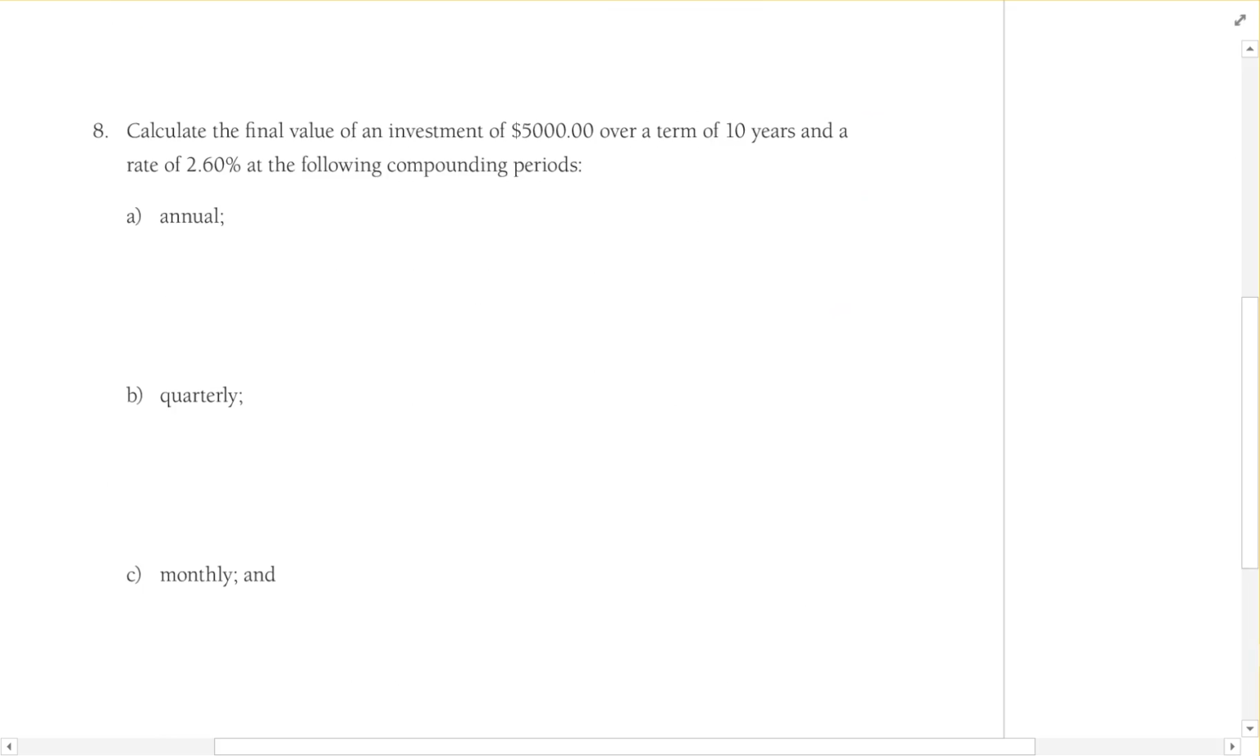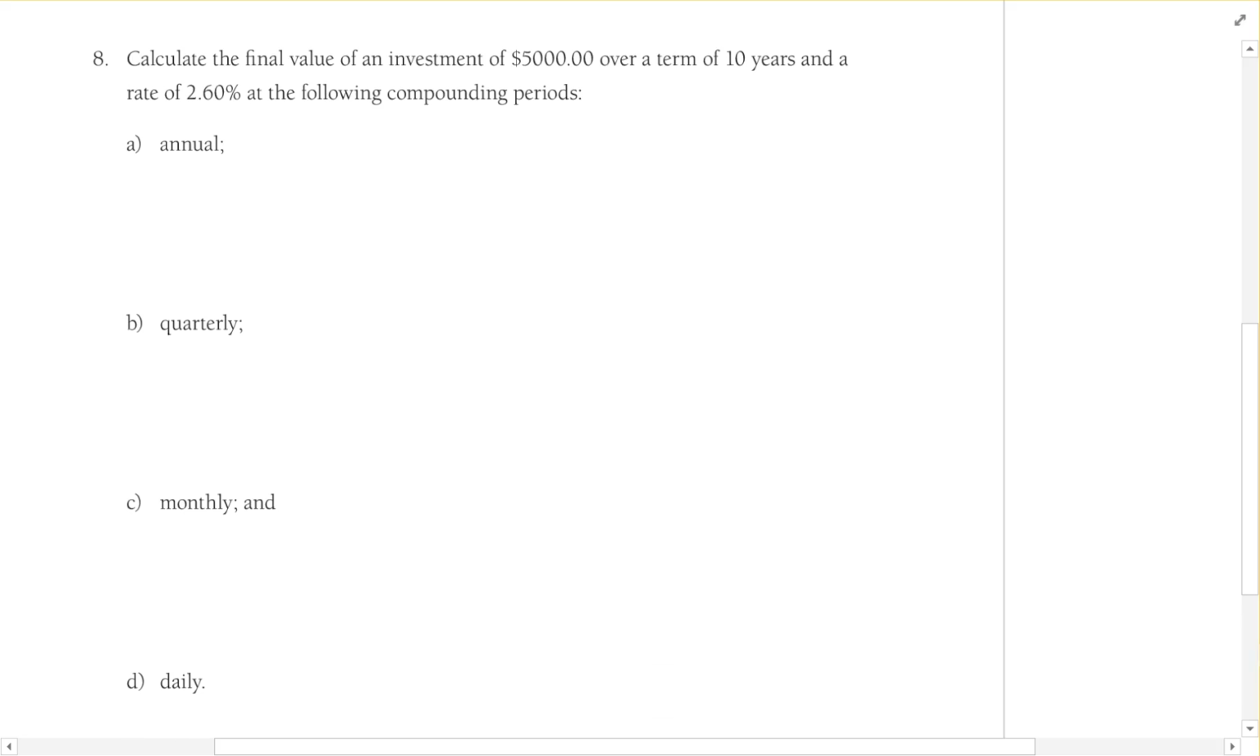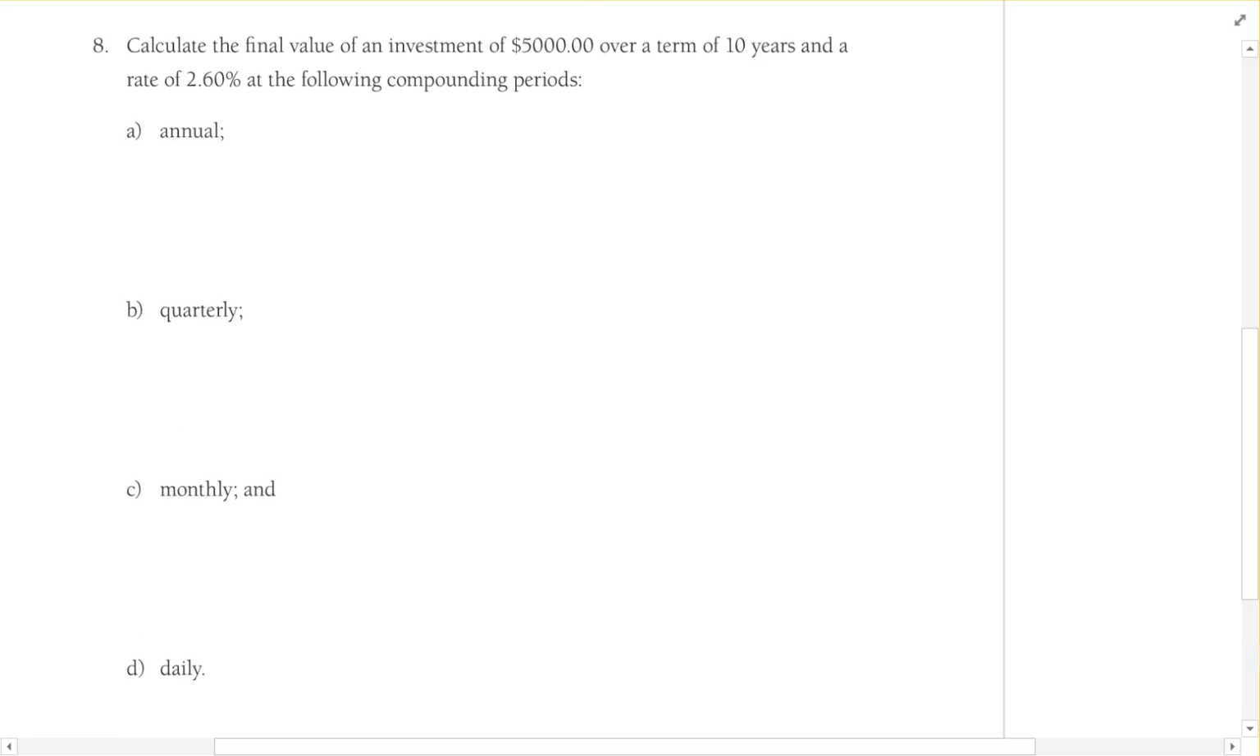All right, and then number 8, calculate the final value of an investment of $5,000 over a term of 10 years and a rate of 2.6% at the following compounding periods. Okay, so we've done one like this from the booklet before, right? So go ahead and answer 8A, B, C, and D now.